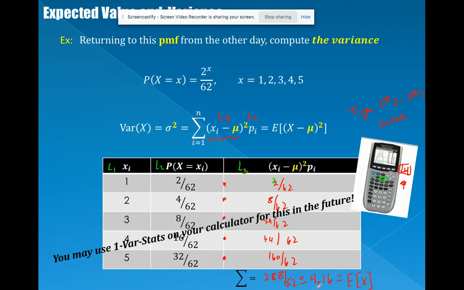Now what do we want to do? You multiplied L3 times L2 or L2 times L3, it doesn't matter. Then what do we need to do? Sum L4. So second quit to your home screen and hit second stat, sorry, which is list, which means you're going to operate on a list. Second stat, arrow over to math, and choice 5 is the sum. Hit sum L4, which is second 4.